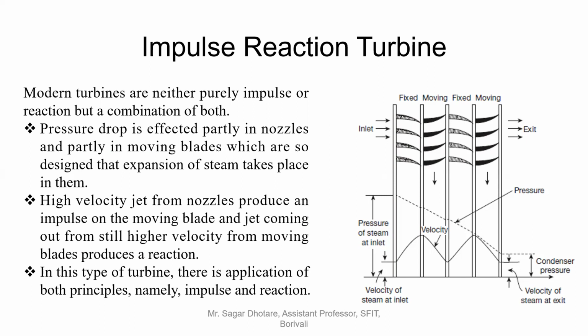Pressure drop is affected partly in a nozzle and partly in a moving blade, and it is designed in such a manner that the expansion of the steam takes place in between them. The high velocity jet from the nozzle produces an impulse on the moving blade, and the jet coming out at slightly higher velocity from the moving blade produces a reaction. In this type of turbine, both the principles, impulse and reaction, can be utilized.